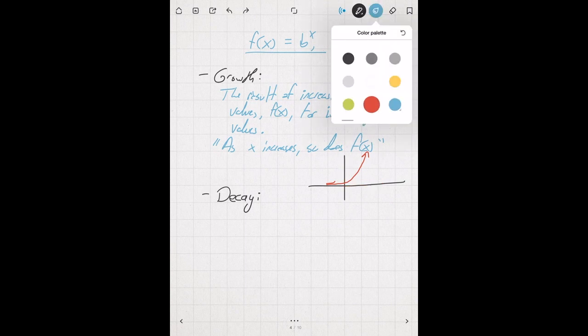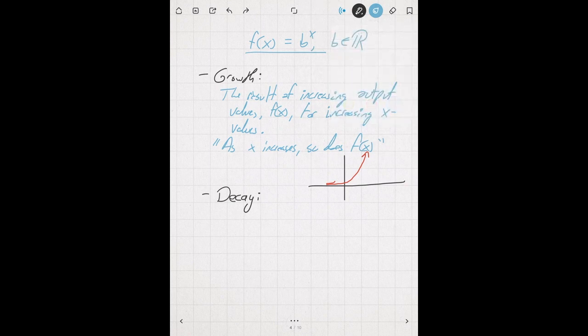Now, the opposite can be said for exponential decay. Exponential decay is going to be the result of decreasing output values f of x for increasing x values.